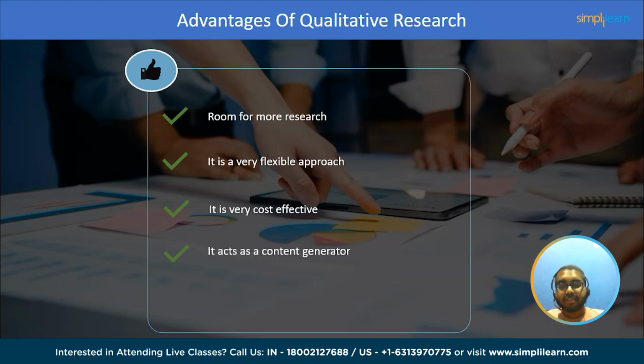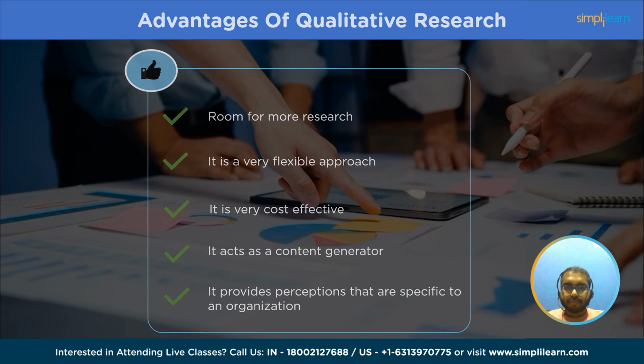Now it acts as a content generator as well. So what do we mean by content generator here? We have discussed how we collect socio-economic data using qualitative research. So this raw data is then turned into useful information to create valuable content. It also provides perceptions that are specific to an organization. Modern brands can use qualitative approaches generally for a specific project. For example, you can conduct research on a clothing brand with 1,000 participants or so.